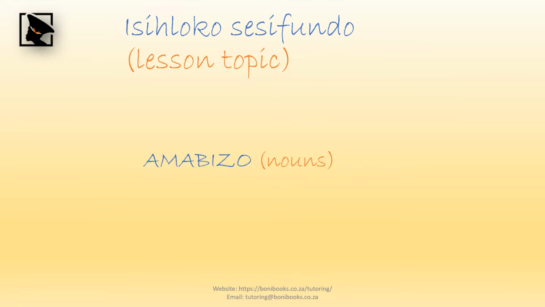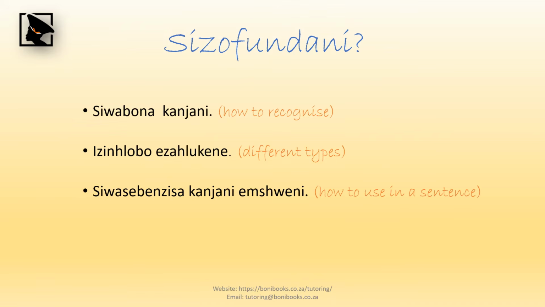The first lesson that we're going to have today, the topic of our lesson is Amabizo. Okay, we are going to look at Amabizo. Amabizo are your nouns. I'm sure we all know that Amabizo is the plural form. If it's one noun, we are going to say Ibizo, but when there are many, you're going to say Amabizo. Okay, those are your nouns. What are we going to learn about nouns?